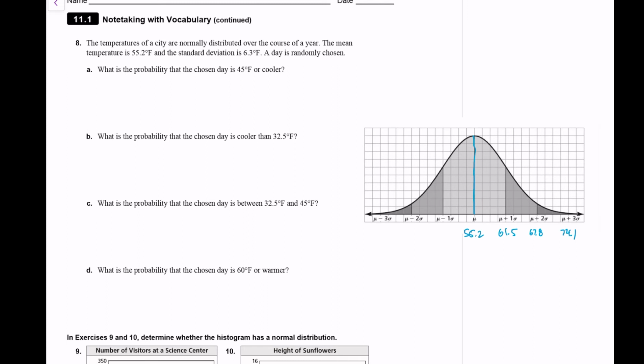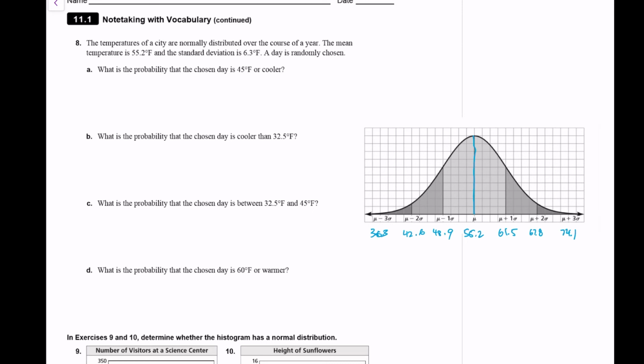Let's start going to the left-hand side, where we're going to subtract 6.3 from 55.2. And that gets us 48.9. Subtract another 6.3 from that, and that gets us 42.6. And when we subtract another 6.3, we now have 36.3 right here. So we've got our intervals set up with our mean and standard deviation, and then let's go ahead and start solving things out.